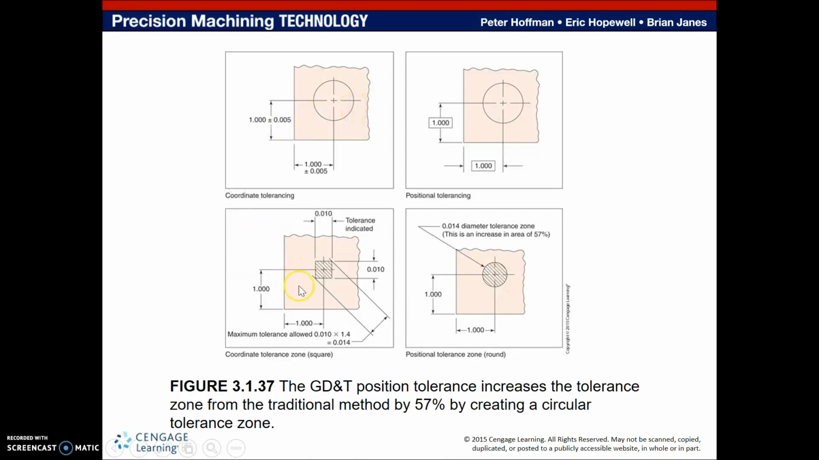So traditionally, tolerance zones look like this. They may be square or rectangular. Notice that we are speccing out the center of the circle by adding or subtracting, let's say, 5/1000 of an inch top and bottom, and adding and subtracting 5/1000ths of an inch left and right.